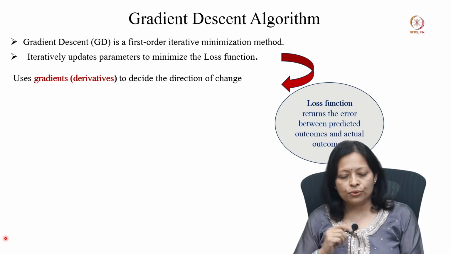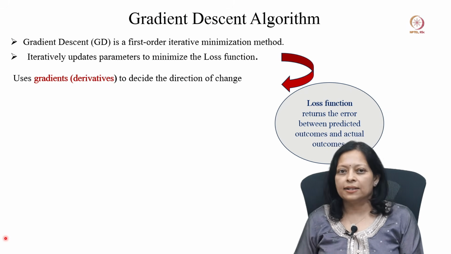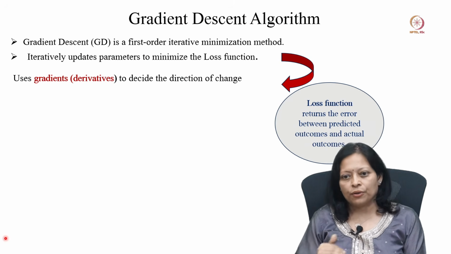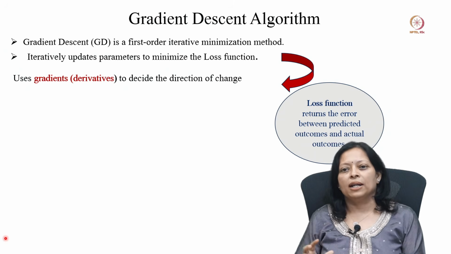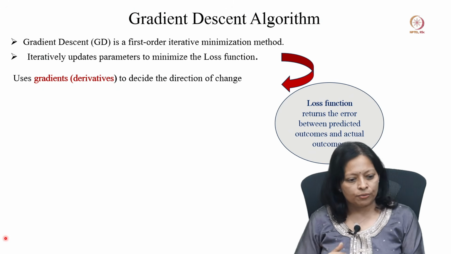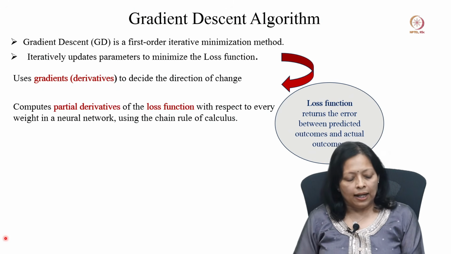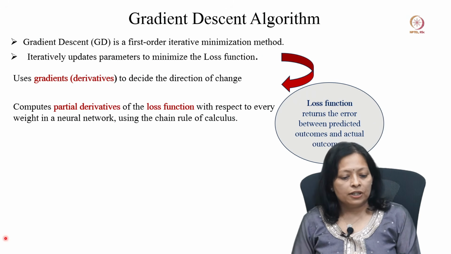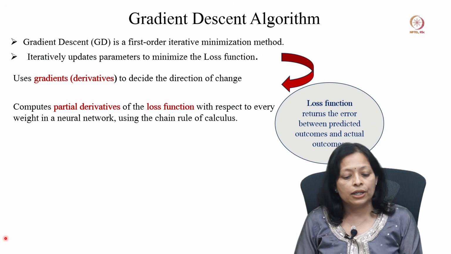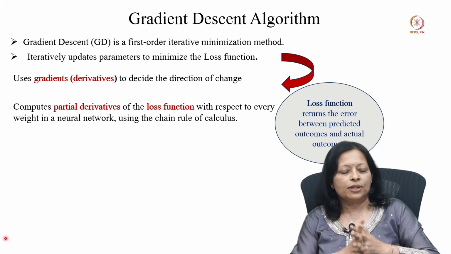While trying to do this, we use gradients or derivatives to decide the direction of change. Meaning, in which direction should I move so that I come down to the base of the hill without spending too much time. That is done in the gradient descent algorithm also, using gradients or derivatives. It computes partial derivatives of the loss function with respect to every weight in the neural network using the chain rule of calculus. Now, these are all textbook definitions.